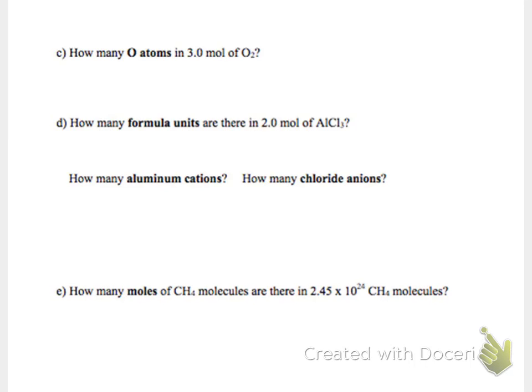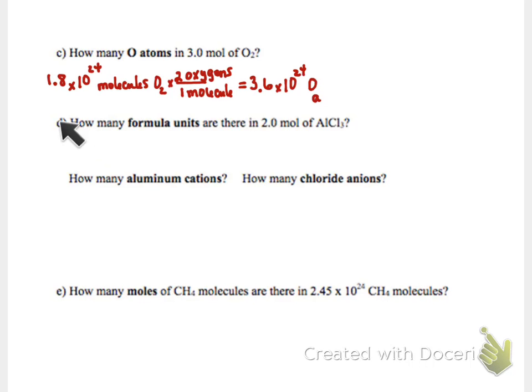How many oxygen atoms would that give us? Because each molecule has 2 atoms, it would mean the number of molecules times 2 oxygen atoms for every molecule, so that would be 3.6 times 10 to the 24th.